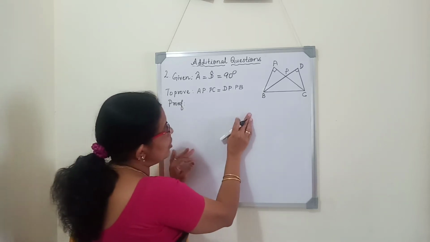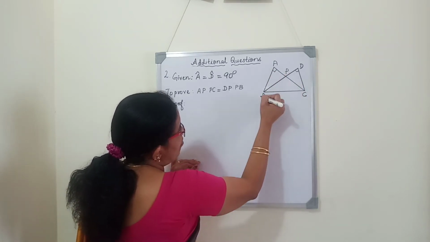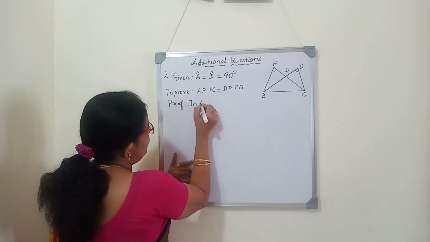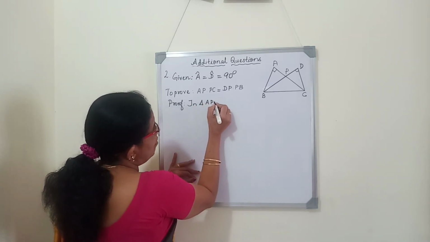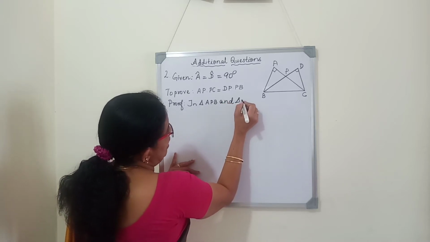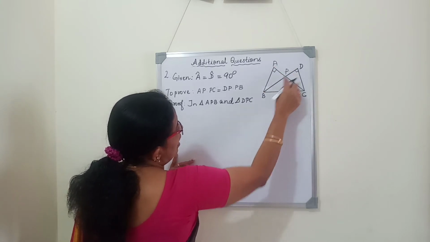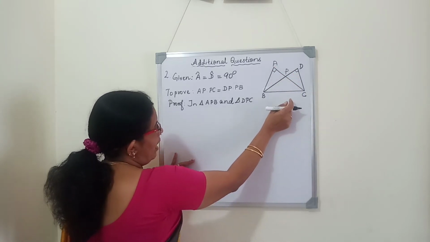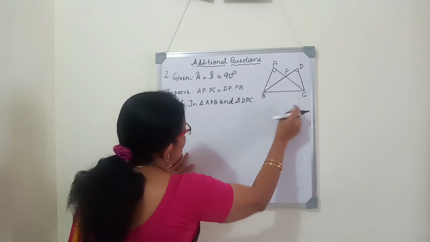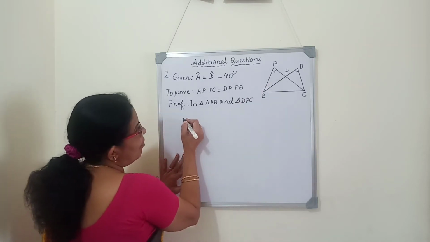So here which two triangles will we consider? We will consider the triangle APB and DPC. So in triangle APB and triangle DPC. Because if we consider the whole triangle ABC and DBC, we will not get common angles. That is why we have taken APB and DPC. So here it is very easy to write the common angles.